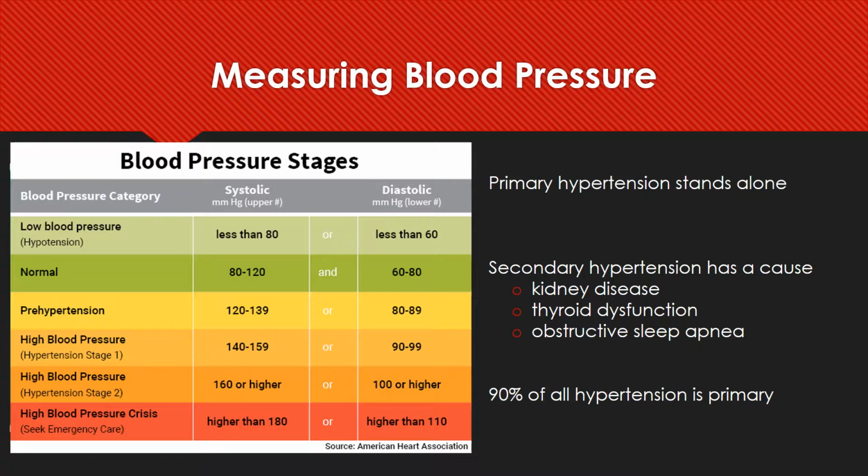Hypertension can be either primary or secondary in nature. In primary hypertension, the cause is unidentifiable and the condition is standing alone. In secondary hypertension, the increased blood pressure is caused by a specific condition such as kidney disease, thyroid dysfunction, or obstructive sleep apnea. Primary hypertension is the most common, with 90% of patients experiencing this type.